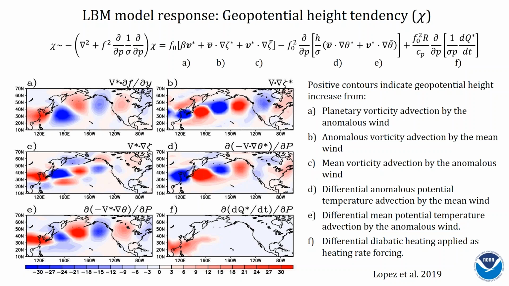Terms like term A, which is planetary vorticity advection by the anomalous wind, want to propagate this anomaly westward. But terms such as term B, which is anomalous vorticity advection by the mean wind, want to propagate this anomaly eastward. So that's how it turns out to be stationary. And there's very little contribution for the anomalies over North America from term C, which is the mean vorticity advection by the anomalous wind. That's often stronger in winter months. But in summer months, it's not there, so the pattern tends to be stationary. Terms D and E are also competing with each other, which is differential temperature advection by different winds, anomalies or mean. So these patterns are stationary because of these terms.